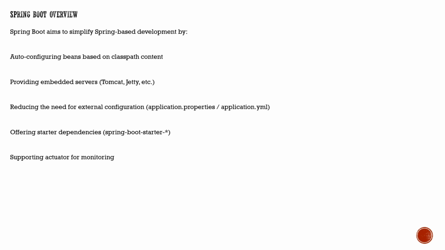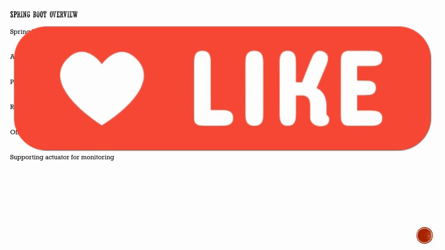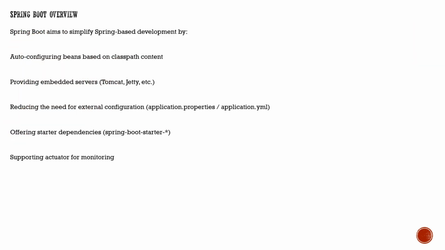Also, we have a lot of starter dependencies. So let's say web is there, Spring Data JPA is there, H2 database is there, Kafka is there, which are all starter dependencies, and all the dependencies will be downloaded, where we'll be maintaining the version and other things. Now it also supports actuator monitoring. So if you want to check the health of your application, we can make use of this particular thing.